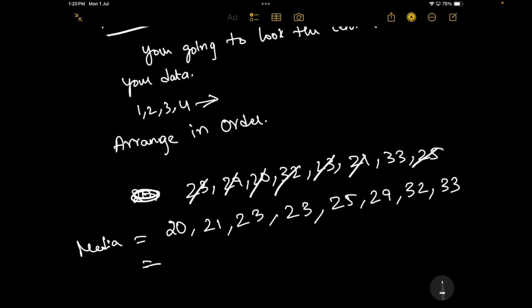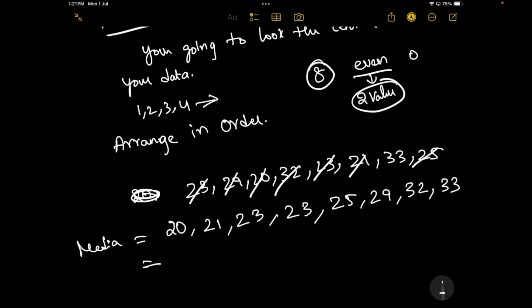Now we need to find the central tendency. Just remember one thing, it's a simple thing. Here we have a total of 8 numbers in our data set. So 8 is an even number, and if you have an even number, you need two central values. Two values you are going to get.